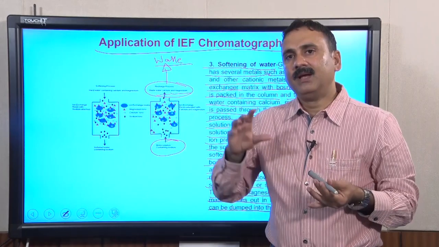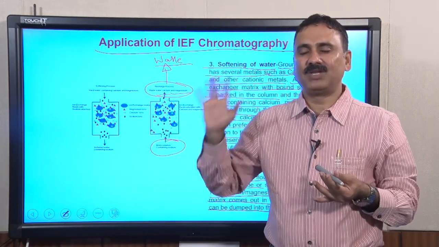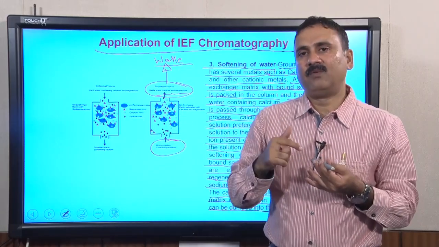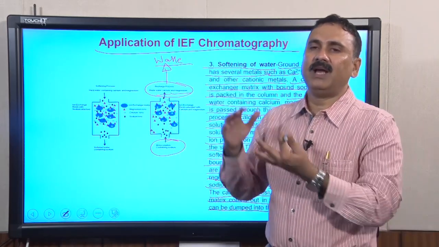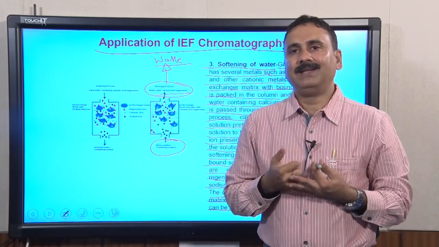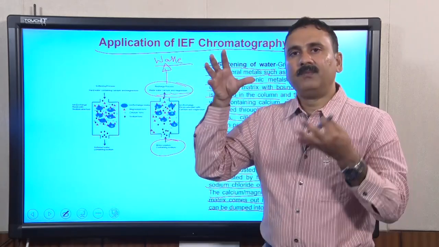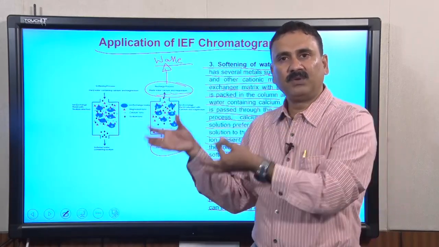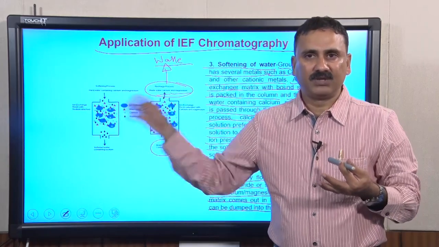And once the column is choked, or saturated, and does not have any more sodium available for exchange, you flow a very high concentration of sodium, and that is going to regenerate these cartridges. The bead-bound calcium and magnesium will come out of the cartridge, and that can be stored and dumped into the sewage.